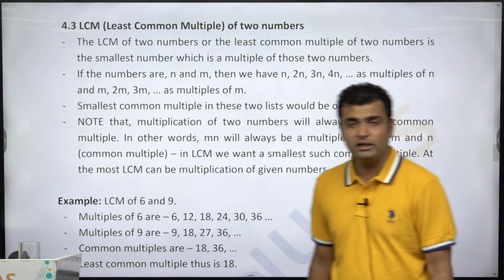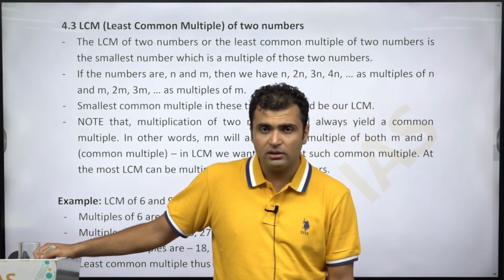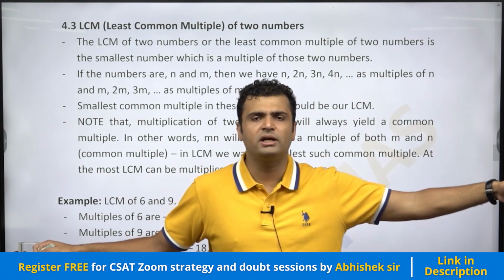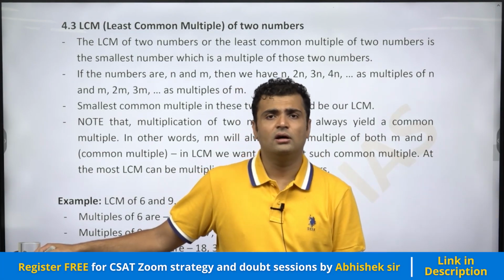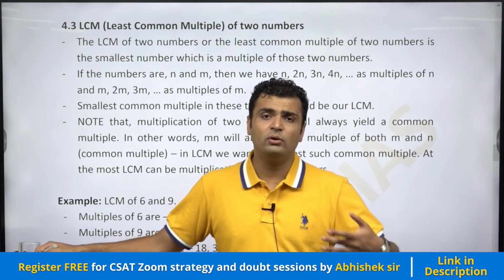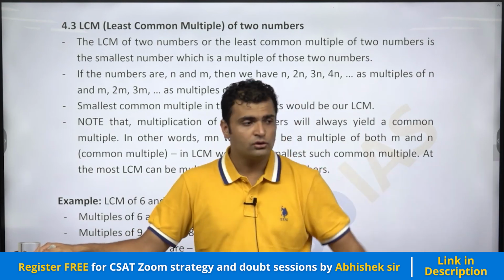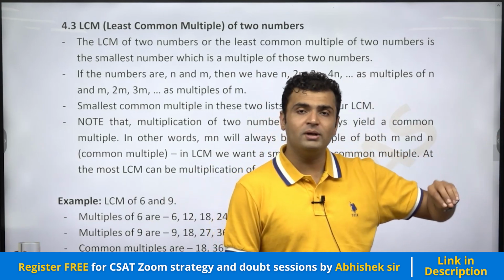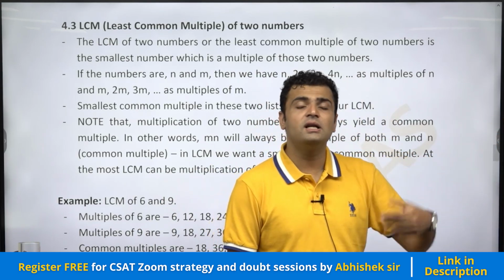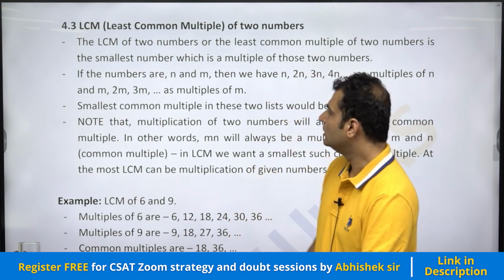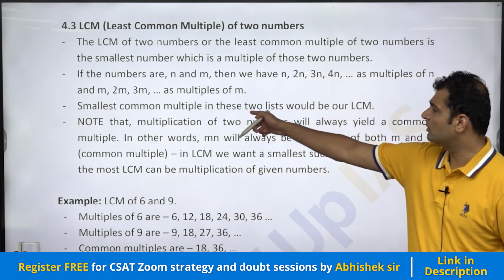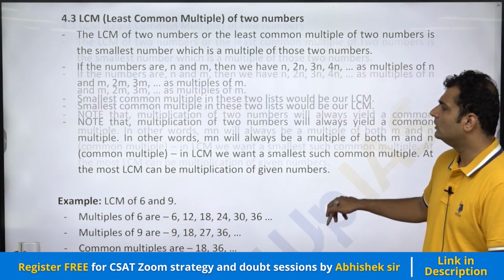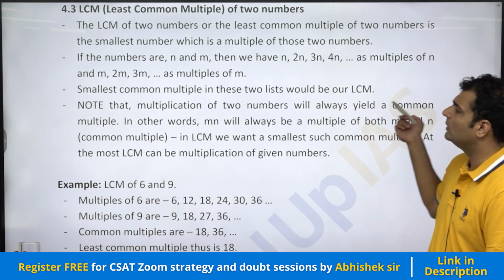अब मल्टीपल क्या होता है हमने देखा, for any number m, 2m, 3m, 4m, 5m, these are all the multiples of that number m. वैसे ही another number n ले लो, तो उसका n, 2n, 3n, 4n, 5n. So इन दोनों मल्टीपल्स में कुछ अगर कॉमन मल्टीपल्स होंगे तो उनमें से सबसे छोटा is the least common multiple. It is the smallest common multiple in these two lists. It's called as LCM. Note that multiplication of two numbers will always yield a common multiple.